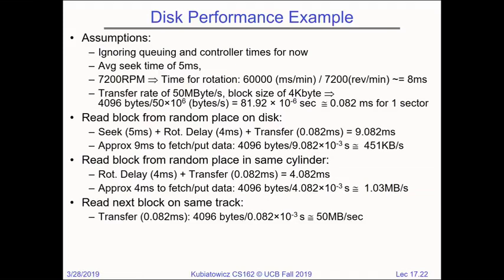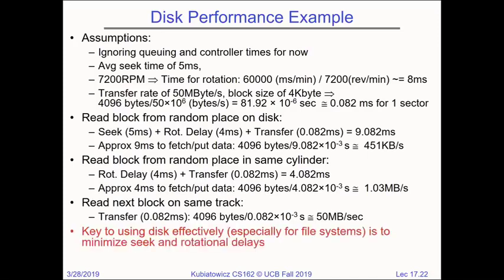So you can see there's a huge difference if you're a file system designer between seeking a lot and not seeking. That's a difference from 451 kilobytes a second up to 50 megabytes per second. Big deal. We'll talk a lot about that next week. So the key to using this effectively is to minimize seek and rotation delays. Questions? I know it's always annoying to see a bunch of actual numbers on a screen, but you're all engineers. We can deal, right?